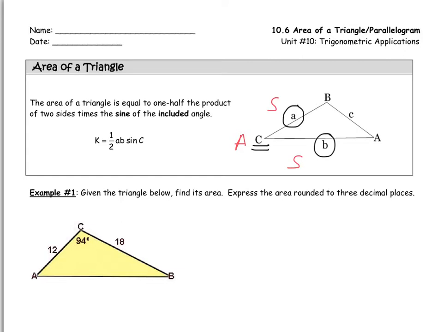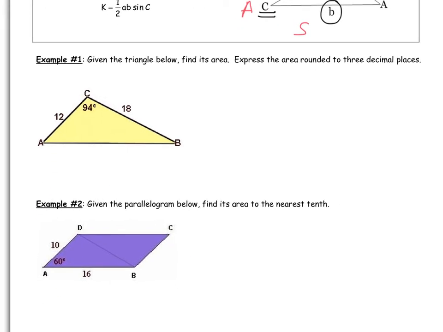Now, if they had given you sides a and c, they would need to give you angle B in order for you to use that for the area formula. So it has to be the included angle of the two given sides. So let's try example number 1. Given the triangle below, find its area.